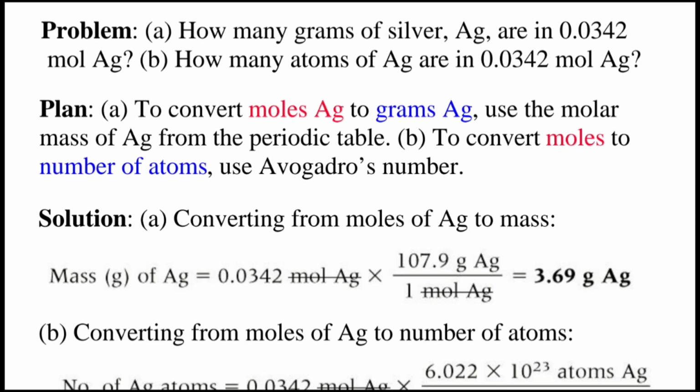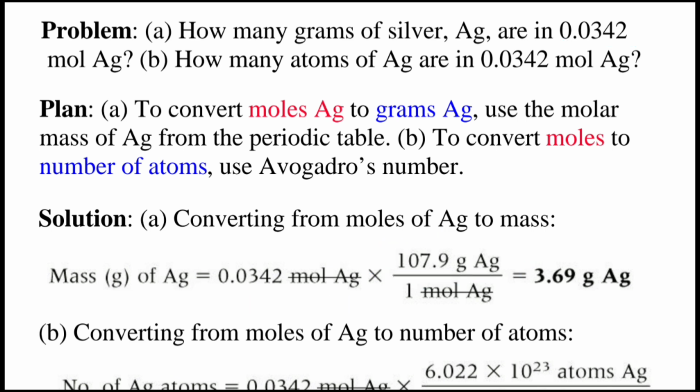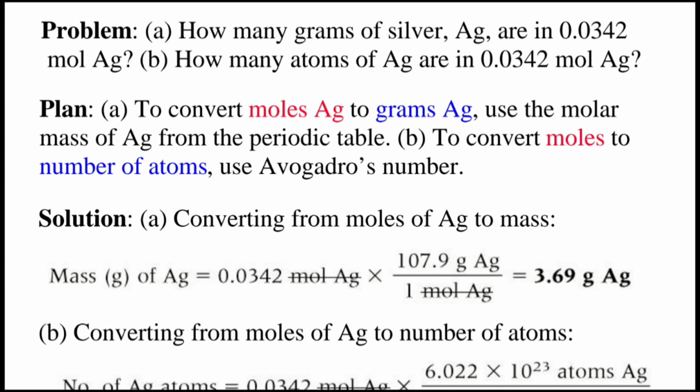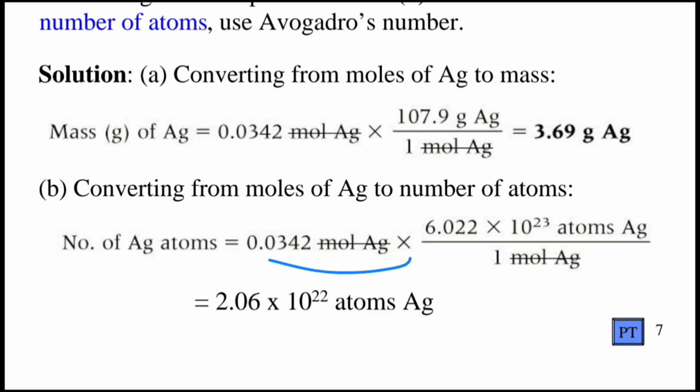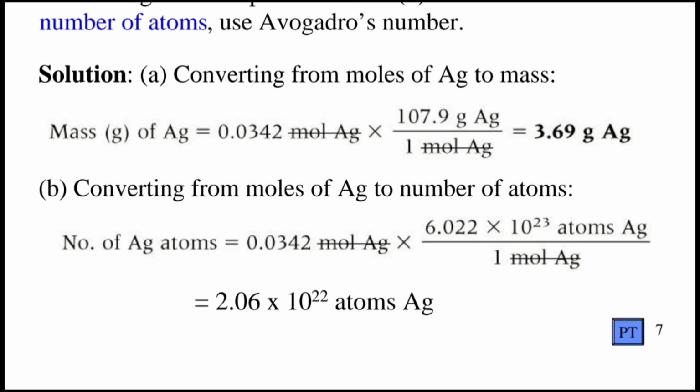First one: we have moles and we know the molar mass. This is moles and this is the molar mass of Ag. So we get our answer, 3.69 grams of silver. Into atoms: we write moles here, particles here, and convert into number of atoms. We will get 2.6 × 10^22 atoms of silver.